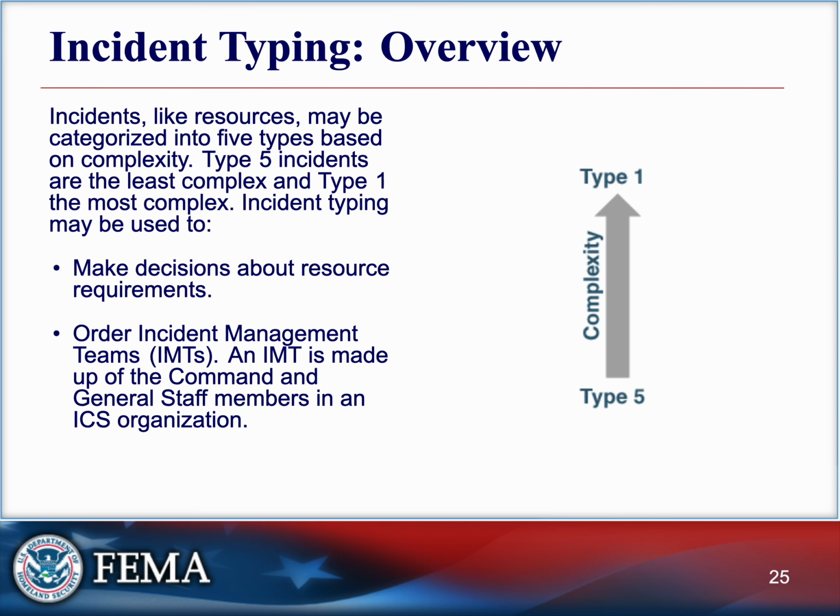Incidents are also typed from type 5 to type 1, with type 5 being the smallest and type 1 being the most complex. This helps leaders know how much structure to activate and what kind of team to send and how long it may last, as well as letting other people who are joining the incident know just how much is likely to go on.